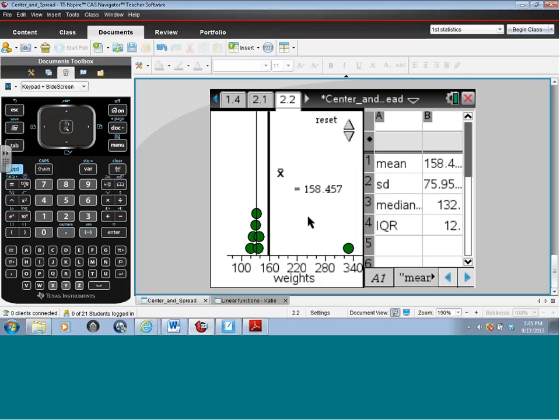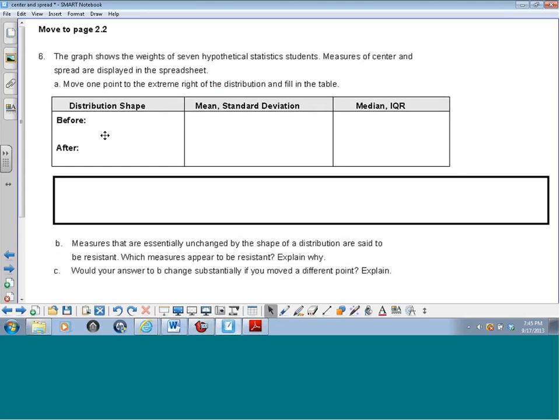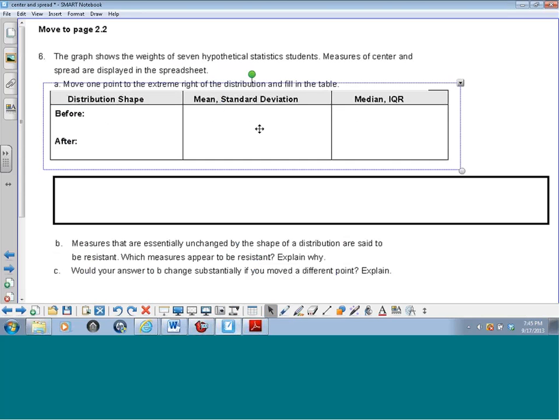But now they're just seeing it. They're seeing the numbers change here, and the questions kind of back up what you want them to see. They're asking you to describe the shape before you move and after you move that. They're asking you to explain what happened to the mean and standard deviation.